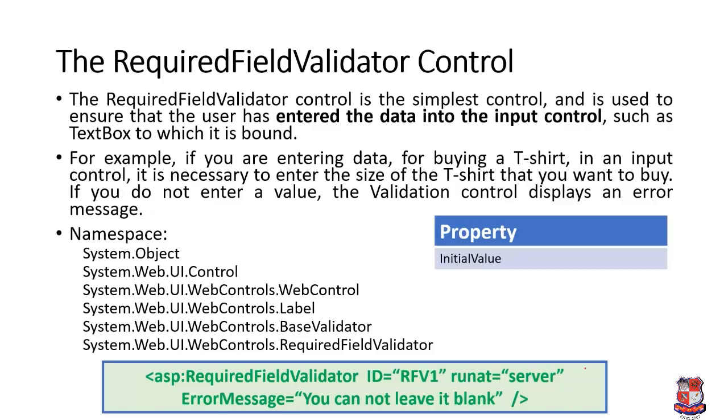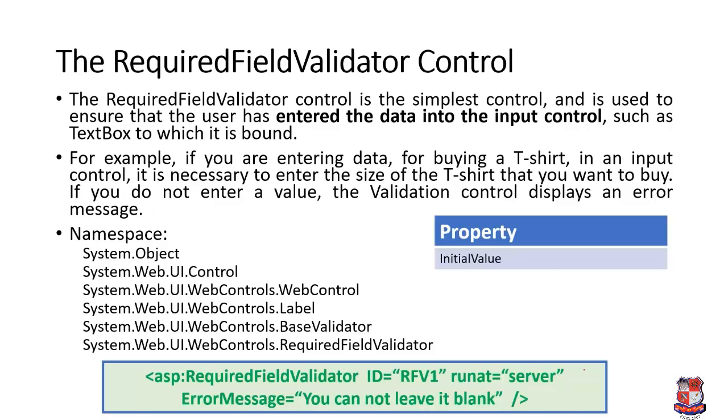Okay, so this required field validator control is generally used to check whether data is inputted into a particular input control or not. For example, if you are entering data for buying a t-shirt, it is necessary to enter the size of the t-shirt. If you do not enter the value of the size, the validation control displays an error message.